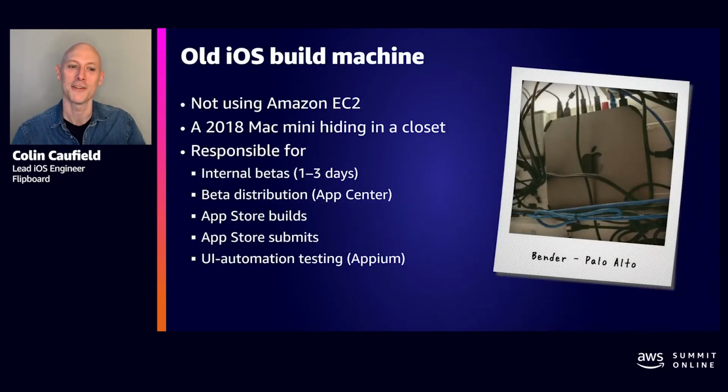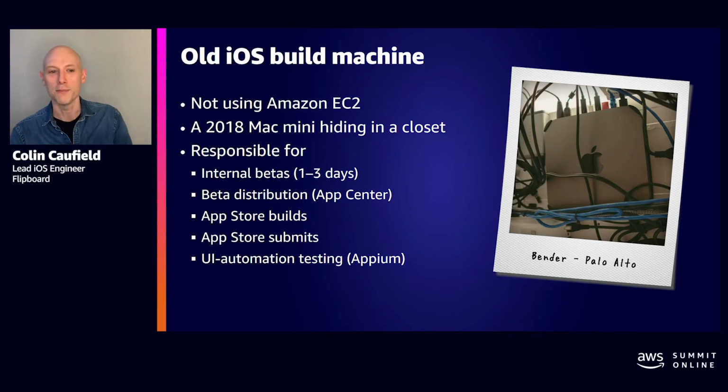Well, in the past, unfortunately, our build machine was just a 2018 Mac Mini hiding in a closet covered in cables. And clearly this is not on EC2. So despite his small stature, this machine, effectively known as Bender, is responsible for running up to 3 internal betas a day, making sure the builds are not broken, distributing those betas to internal and external testers. We also do our App Store builds and our App Store submissions with all the rigmarole around certificates and provisioning profiles. And we also do UI automation testing, so simulating gestures on the device and making sure the app behaves the way that we think it should.